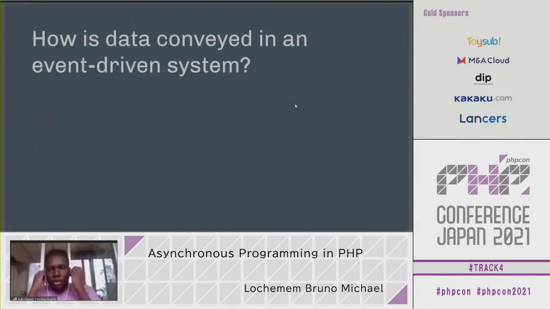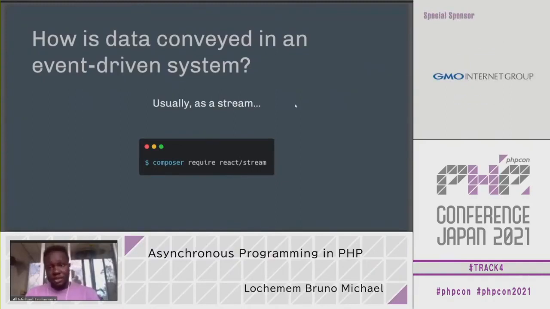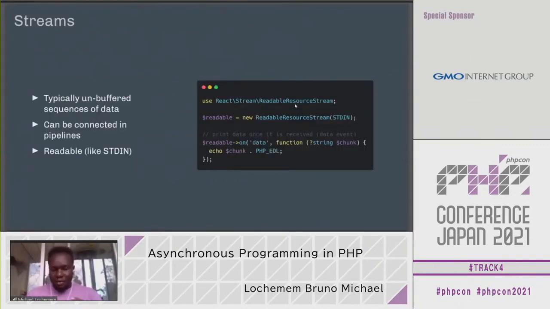So, how do you convey data in an event-driven system? Usually as a stream. There's a stream abstraction available to users of React. What a stream is, basically, is a chunk of data made available over time, and data that is processed in a manner akin to items that are conveyed on a conveyor belt. If you've been to airport terminals, anywhere you've seen a conveyor belt, that's a great analogy for how stream data is effectively handled.